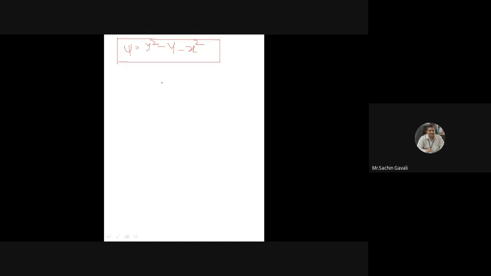Very favorite numerical, many times asked in this numerical class. Now at p(4,5), we have to determine this psi function. Psi is equal to y square means 25, minus y means 5, and minus x square means 16. It is coming as, anybody? You can calculate now and tell me the answer in the message box.